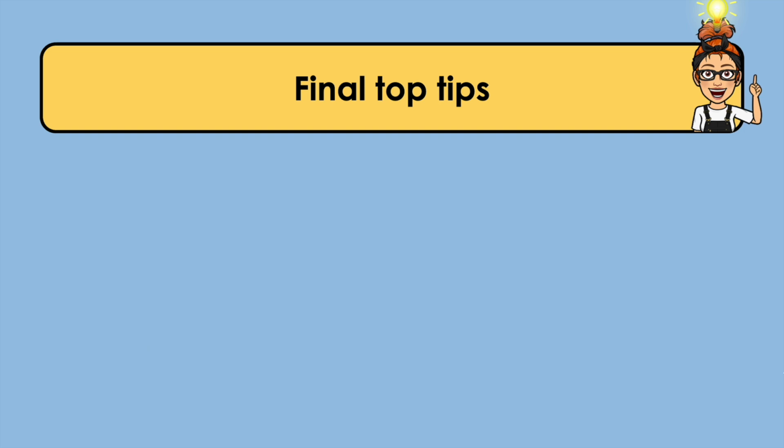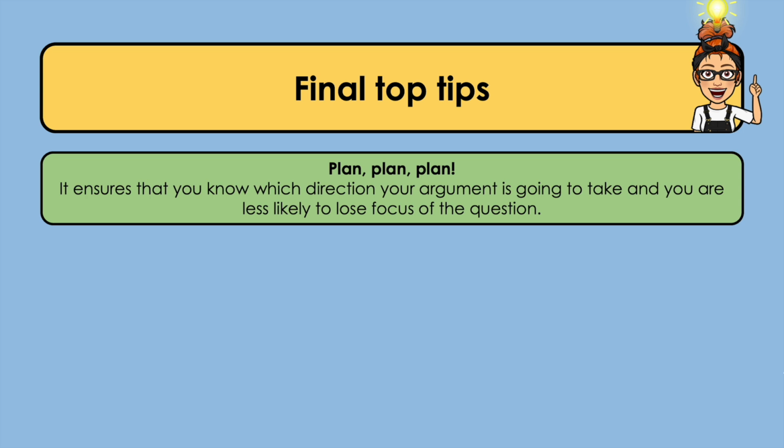So some final top tips then. Plan, plan, plan. It ensures that you know which direction your argument is going to take, and you are much less likely to lose focus of the question and go completely off on a tangent if you've got a plan. Think of it as being like a recipe when you're cooking a meal. Okay, if you've got a recipe to follow, you know exactly which steps you're going to be doing. You know when you need to add the butter, you know when you need to add the spices, you know when you need to add the pasta. A plan is exactly the same. It helps you to stay on track.